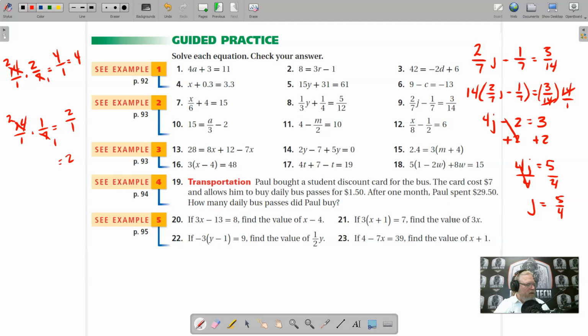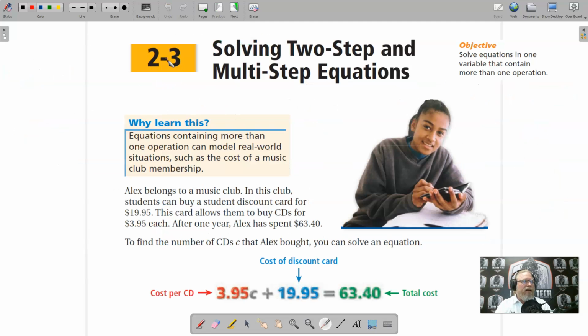All right, so that is all of the instruction that I have for Chapter 2, Lesson 3, solving two-step and multi-step equations. Thank you.